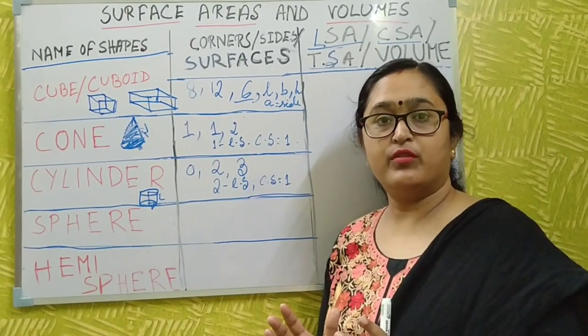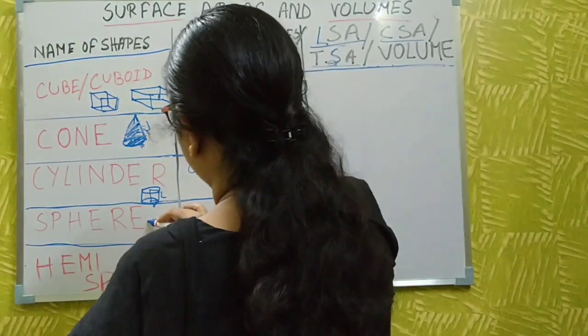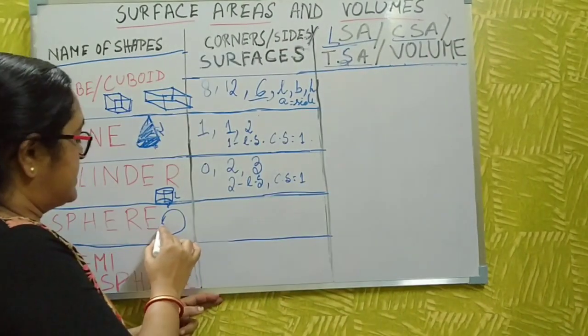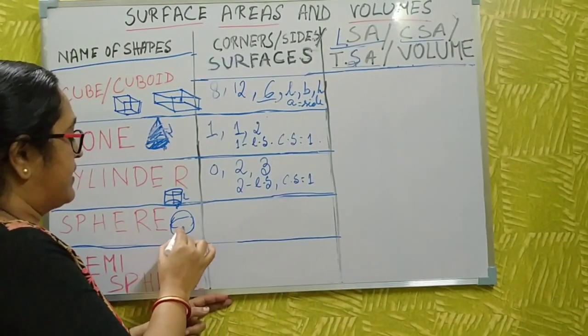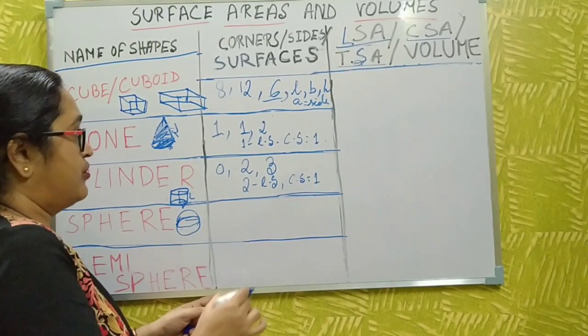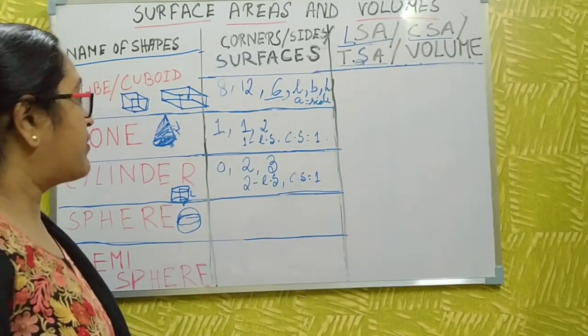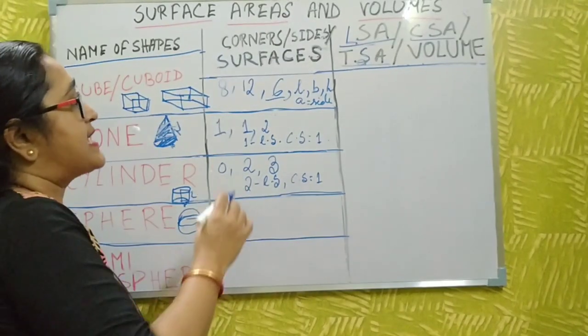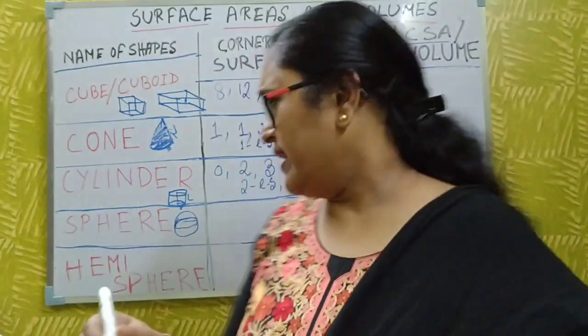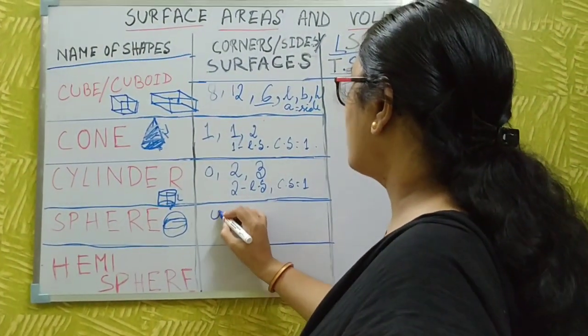Now I discuss about the sphere. Sphere, all of you know the football. Yes, football. This is the sphere. Okay. Then here radius also. Then I discuss about the sphere, the corners, sides, surfaces. The football has no corners. Okay. The sphere has no corners.